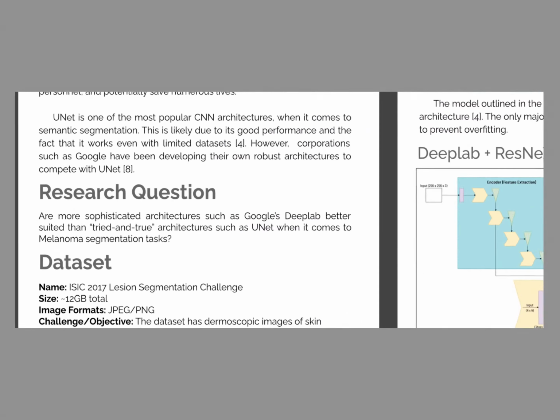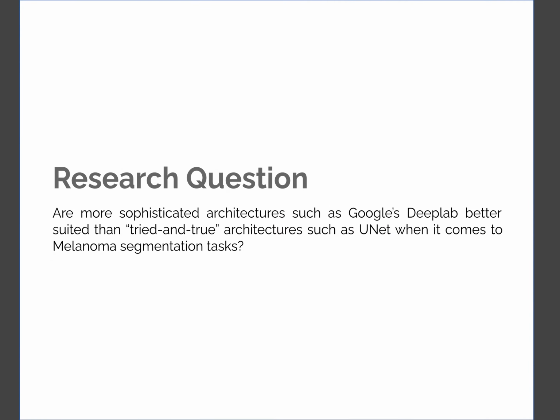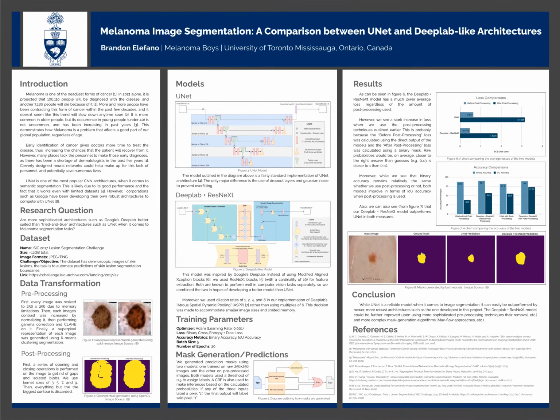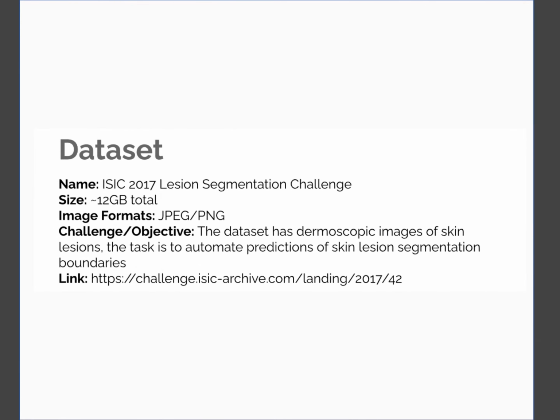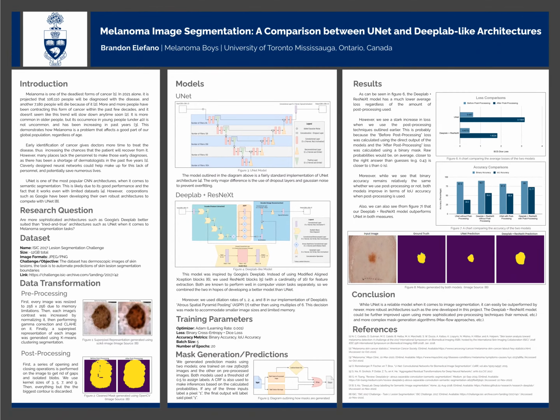So our group wanted to experiment with neural net architectures and see if we can come up with a model that improves upon the standard UNet architecture. As you'll see later, each of my group mates took vastly different approaches to this problem. The approach I took was to explore how modern neural net architectures such as Google's DeepLab fare against UNet, which is evident in my research question. The dataset we used was provided by the International Skin Imaging Collaboration, who assembled it for the 2017 challenge.